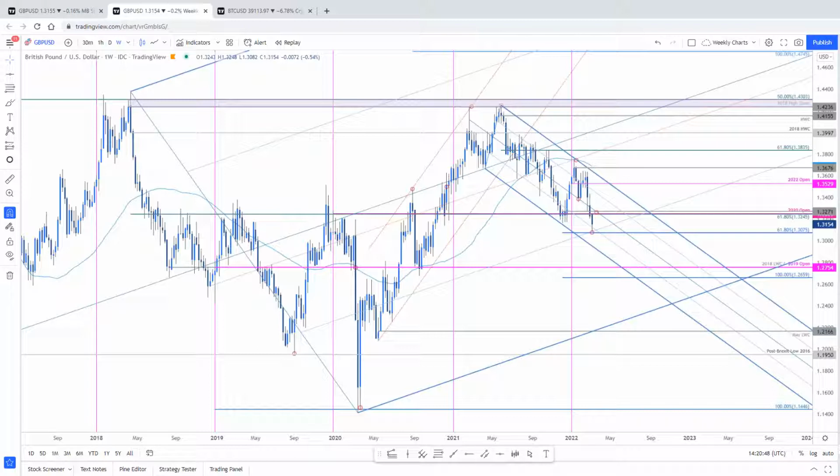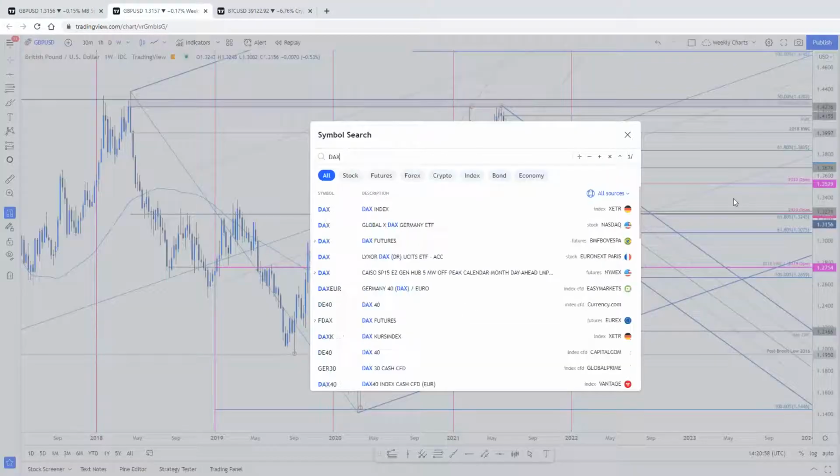All right. That's everything that's on my list. Let me know if you guys have any questions you'd like to look at. DAX and Euro Stocks 50 on Monday or Tuesday, please. I can take a quick look at the DAX now.